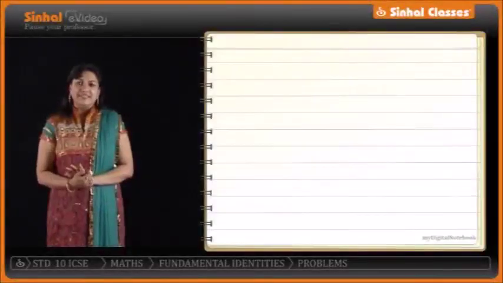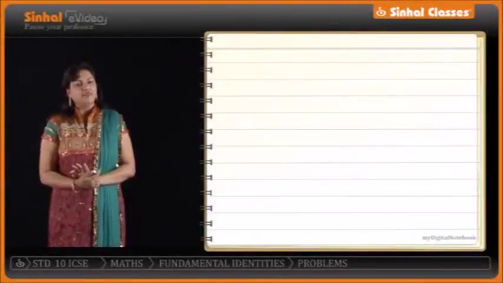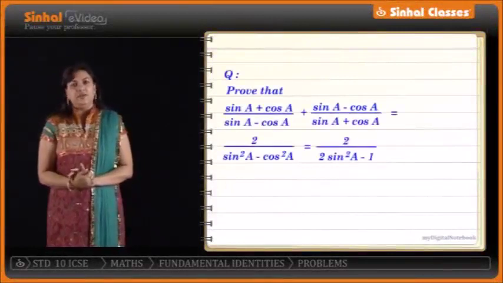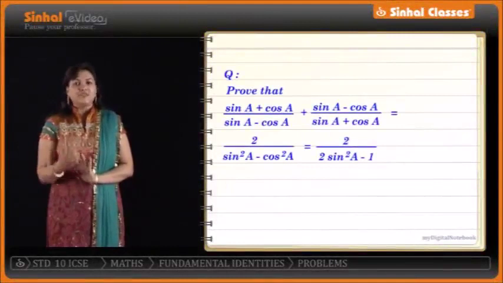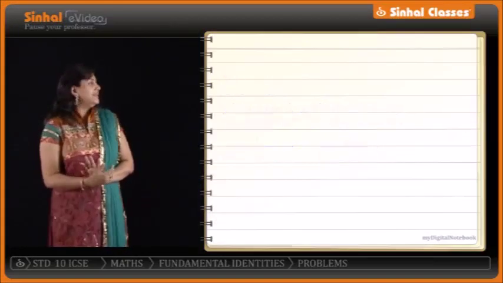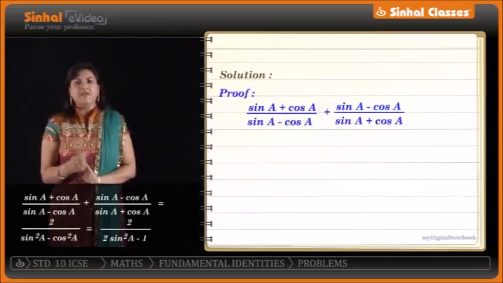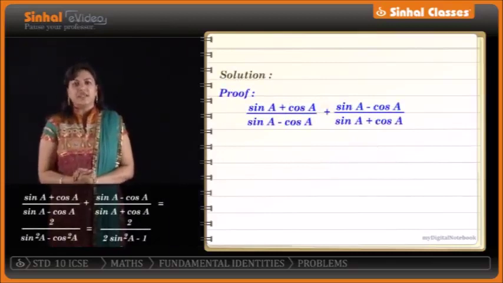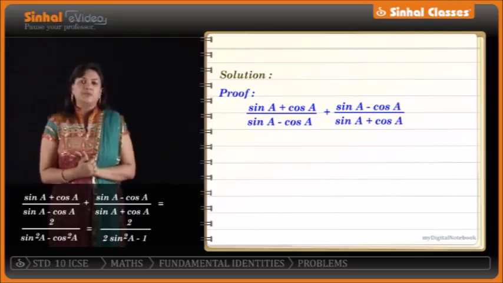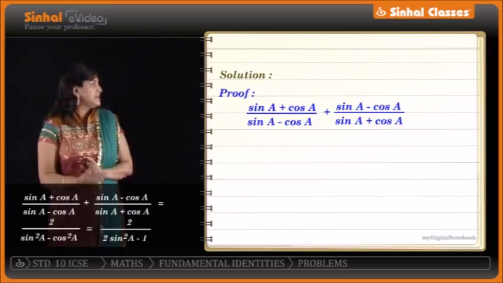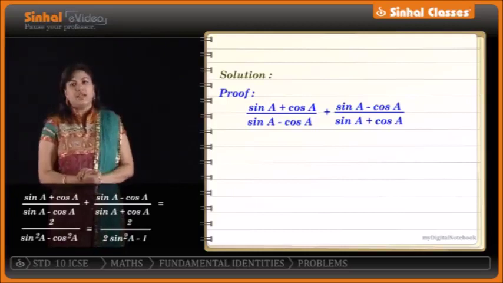Now let's look at a little different problem. Here we are given 3 sides. We want to prove them equal. We start with the first side. In this, the numerator of the first term is the same as the denominator of the second term and vice versa.